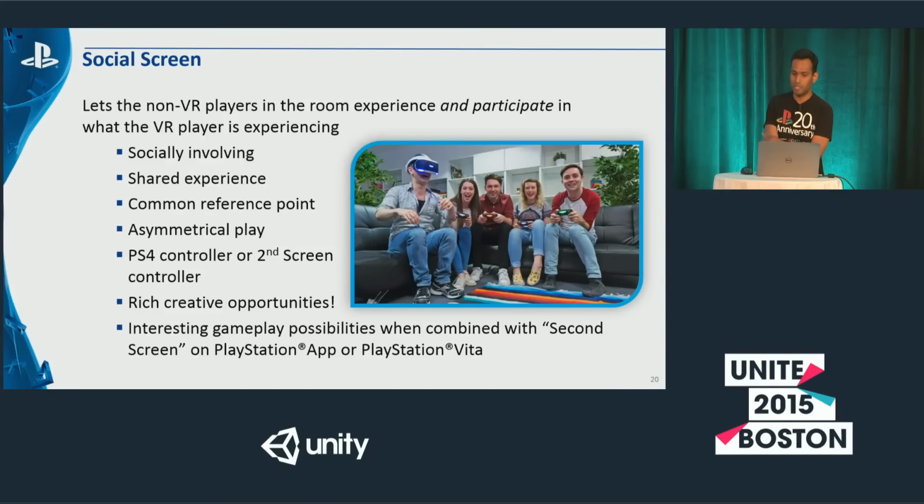So with social screen, we have a mirroring mode, which basically means that the players around you can see what the VR player is experiencing, not just two stereo images, but an actual screen. And there is also a separate screen mode where a different view of the game can be rendered. That provides maximum engagement to everyone around you.